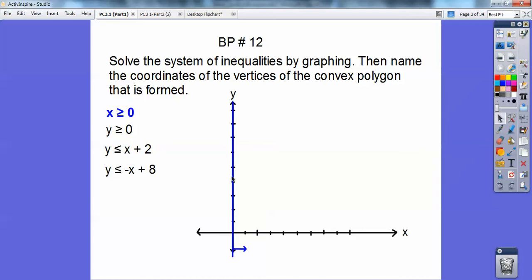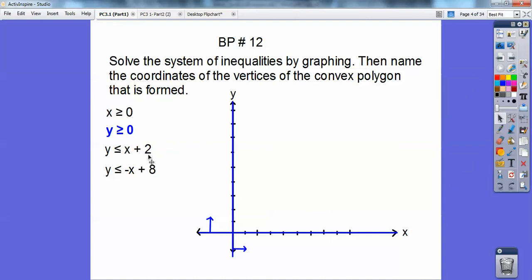X equals 0 is this vertical line. Greater than would mean shaded to the right. I'm not going to shade the whole thing yet because I've got to shade the 3 other inequalities. Here's y is greater than or equal to 0. This horizontal line is y equals 0. Greater than is above. So now I'm in quadrant 1 right here.